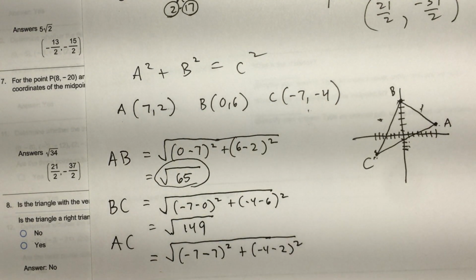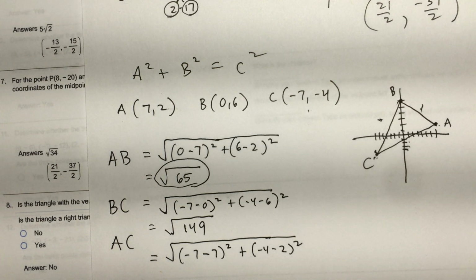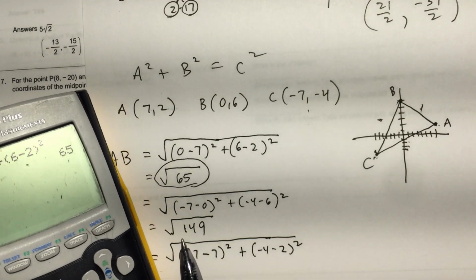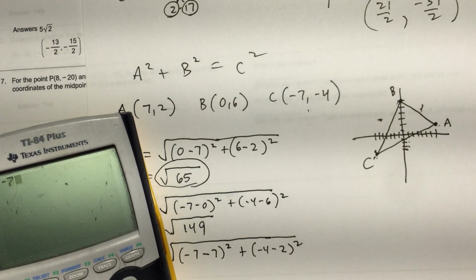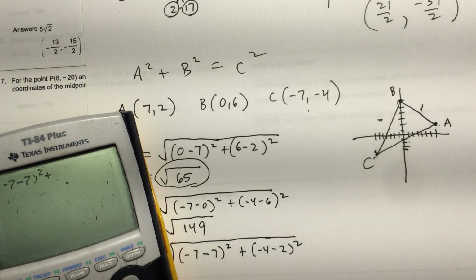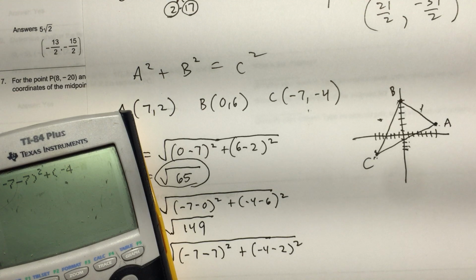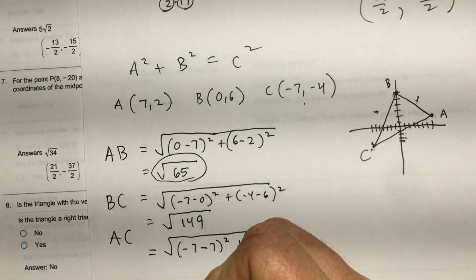Okay, this is going to be, I think, 232. Let me make sure. I don't want to make a mistake here. Negative 7 minus 7 squared plus negative 4 minus 2 squared. 232, okay.